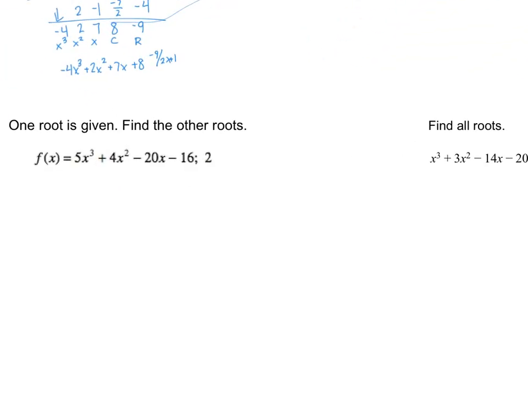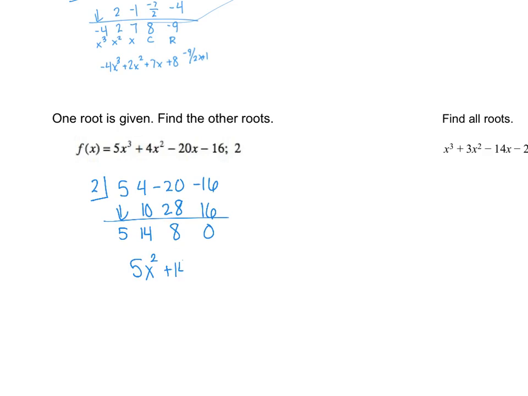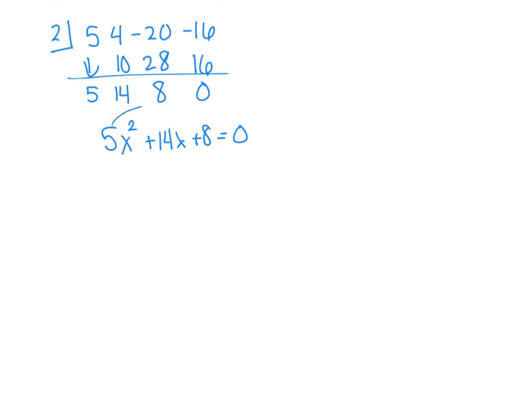One root is given, find the other roots. So let's go ahead and use that. 5, 4, negative 20, negative 16, 10, 28, 16, 5x squared plus 14x plus 8 equals 0. Let's go ahead and factor this. First times last is 40. 40 is 10 and 4. So x plus 10, x plus 4 over my leading coefficient. So I have 5x plus 2 and 5x plus 4.